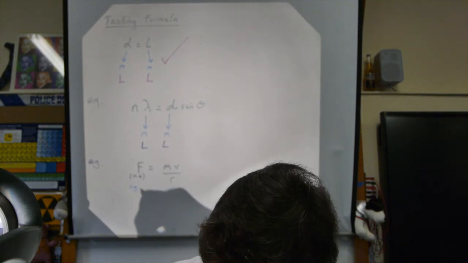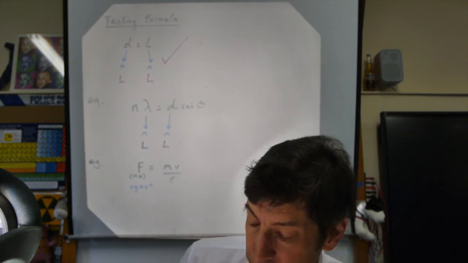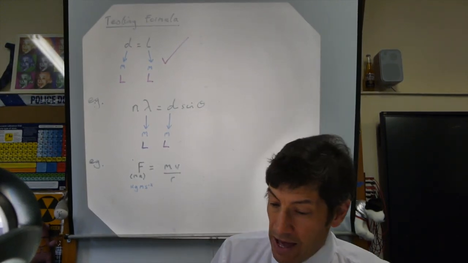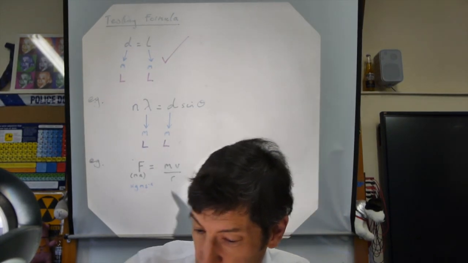Mass, yeah, so we've got kilograms and we've got acceleration, meters per second squared. Okay, so let's see what's on this side of the formula.